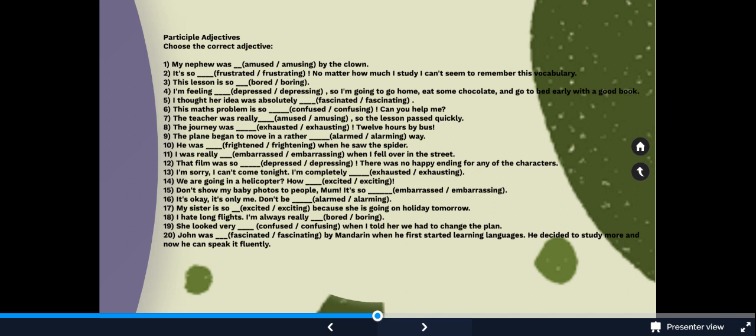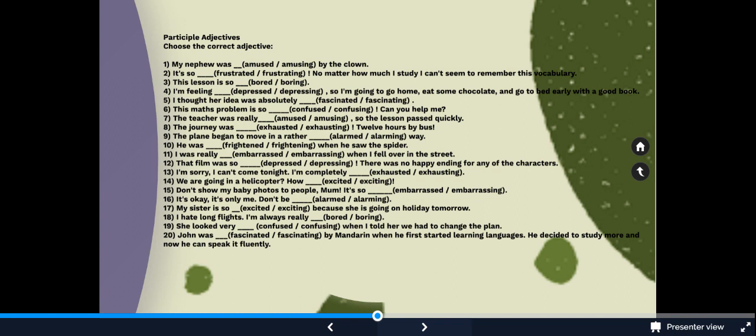Fourth one, I'm feeling dash. I'm feeling depressed. I thought her idea was absolutely dash. Absolutely fascinating. This maths problem is so dash. Can you help me? This maths problem is so confusing. You can look at the places where there are exclamation marks. Most probably in such sentences you will have to use the -ing form. It is direct speech.